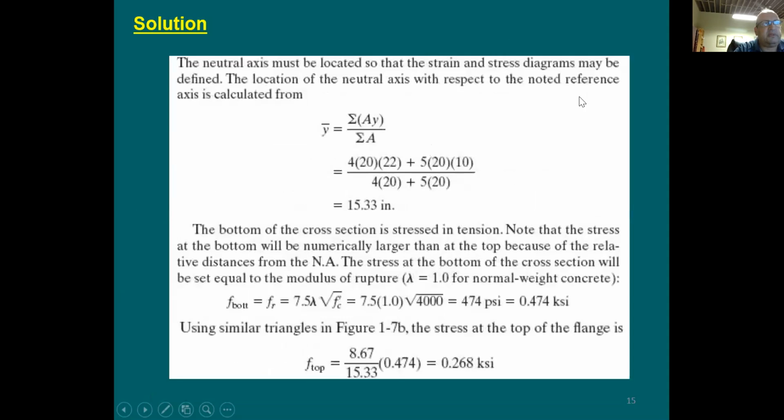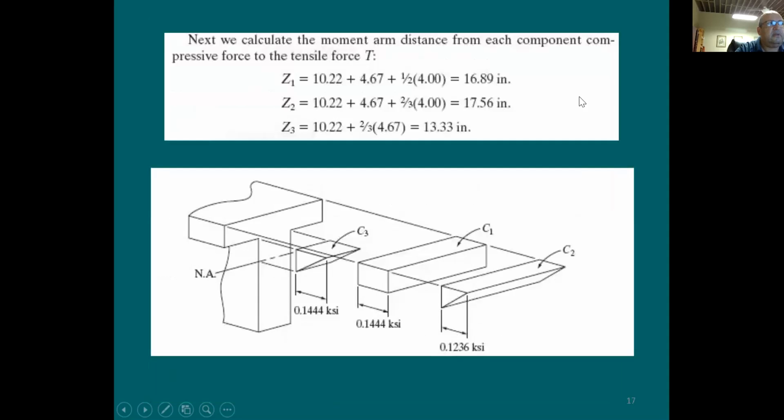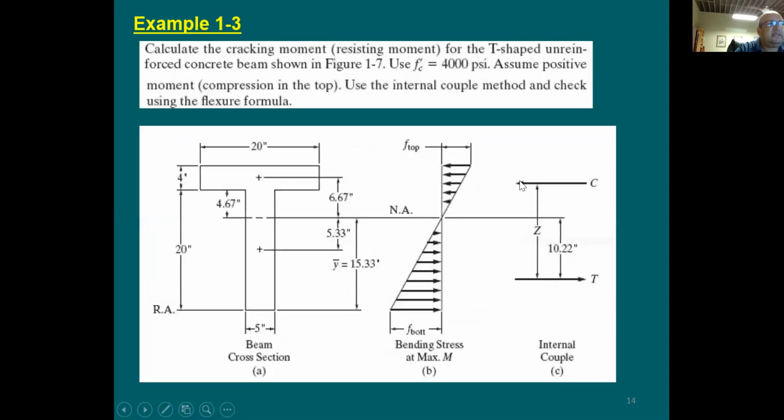So I need here the moment. Now, how do you do the moment? If you want to do the moment, you need to find out this Z. What is Z? Let me take you back. Z is going to be the distance from tension to compression. Now, instead of one compression force, now I have 3 compression forces. I have this compression force, C1, C2, and C3. So in this case, I need to have Z1, Z2, and Z3.